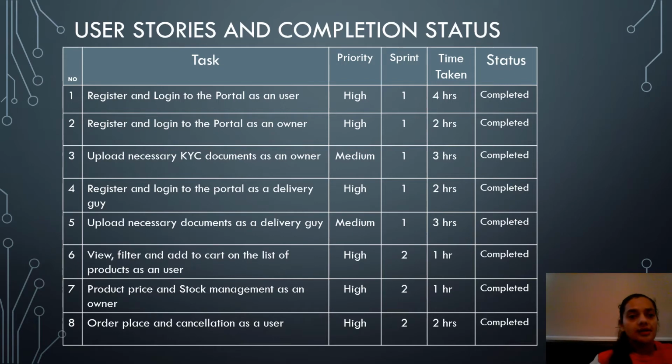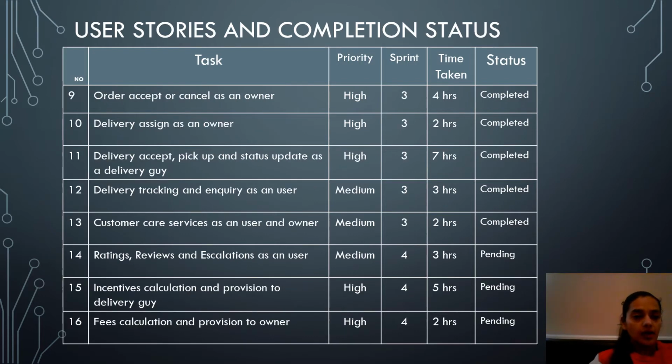Then the user stories and completion status. Regarding the user stories and the completion status, we have nearly 17 tasks, and out of that we have completed nearly 13 tasks, and 3 of them are still in pending status. So we have identified that most of the tasks took 1 hour to 4 hours. What we have also identified is that most of the time was taken by the delivery, except pickup and status update as a delivery guide, which was 7 hours.